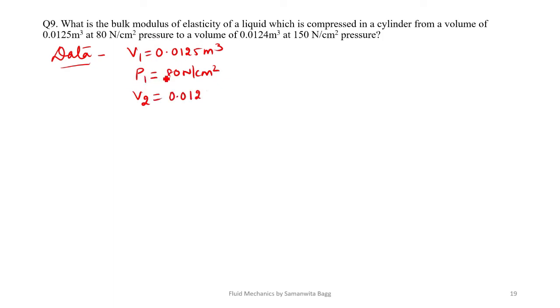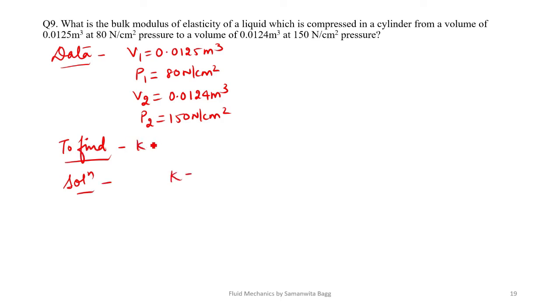Let's take up another numerical. What is the bulk modulus of elasticity of a liquid which is compressed in a cylinder from a volume of, so initial volume is given as 0.0125 meter cube at 80 Newton per centimeter square. So P1 is also given. To a volume of, so V2 is given as 0.0124 meter cube and P2 is given as 150 Newton per centimeter square pressure. I have to find the value of K.